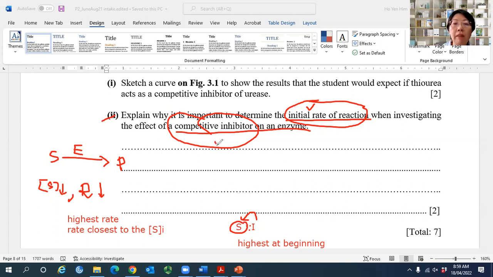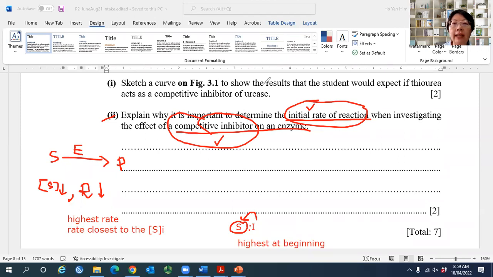So when they ask you about measuring the rate of reaction where it involves a competitive inhibitor, you need to say that the ratio of substrate to inhibitor is the highest at the beginning of the reaction. Therefore, the rate of reaction is the highest because there's less inhibitor that can sit in. There's more substrate that can sit into the enzyme active site. So the rate of reaction is the highest at the beginning.